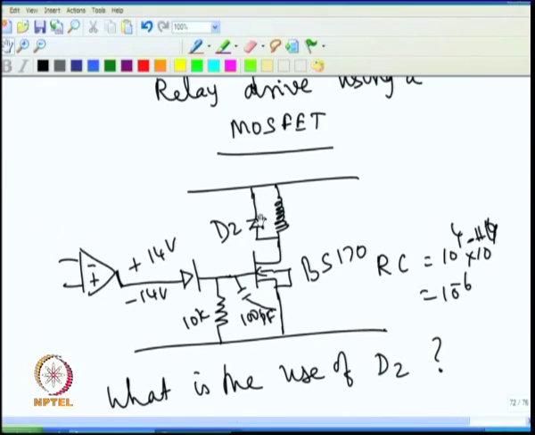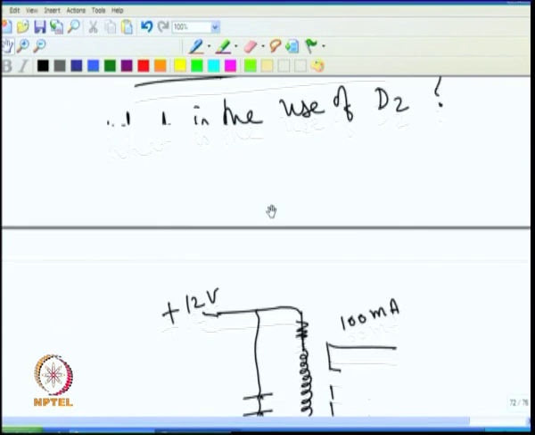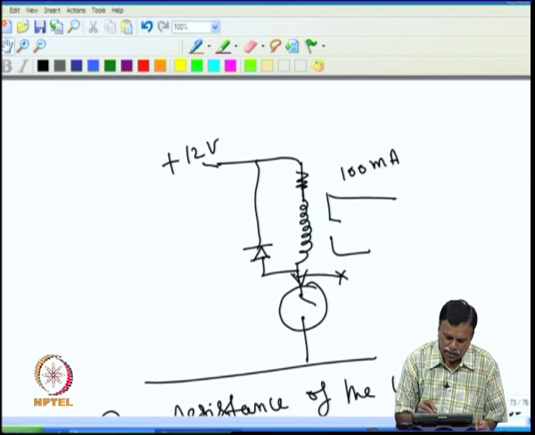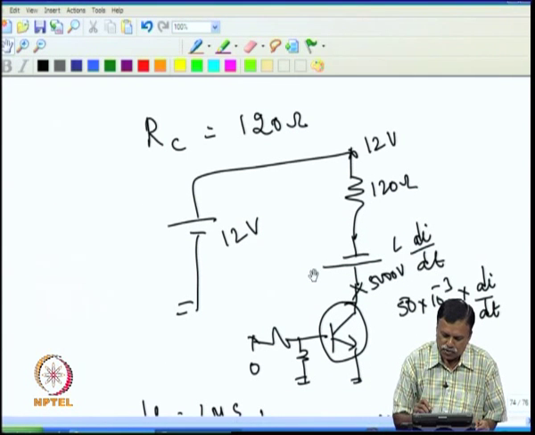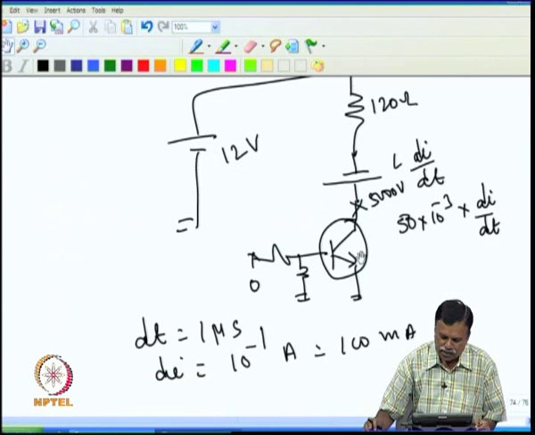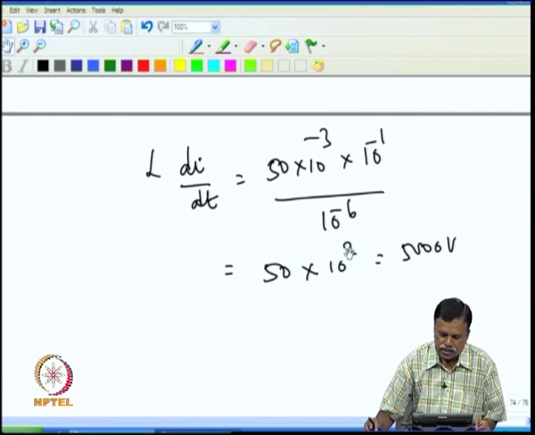Last class we were discussing relay drive using a MOSFET. So, we were discussing what is the use of this diode. In this connection we had shown that if a relay is switched off, then the current that is flowing through the inductor produces a noise spike of 5000 volt, because when the transistor is switched off, the current flowing through this is abruptly stopped. Then this L into di by dt is induced here, and the induced voltage is 5000 volt, and this 5000 volt is so high that it destroys the transistor.